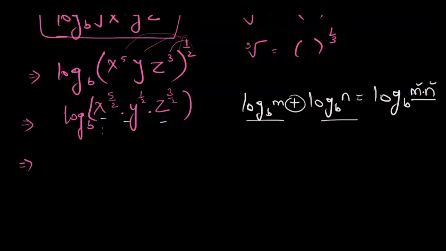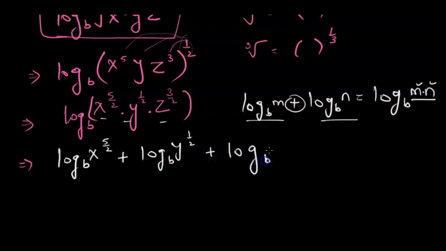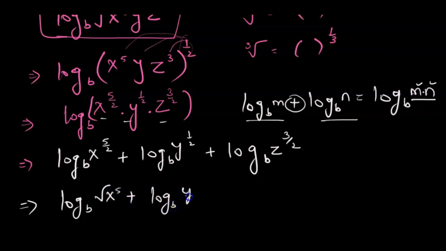Here is a product of three terms, so we can separate all three out by writing it as log to the base b of x to the power of 5 over 2 plus log to the base b of y to the power of 1 over 2 plus log to the base b of z to the power of 3 over 2. And finally we can write it as log to the base b of the square root of x to the power 5, plus log to the base b of the square root of y, plus log to the base b of the square root of z cubed. And this is how we separated it into three different terms with log to the base of b.